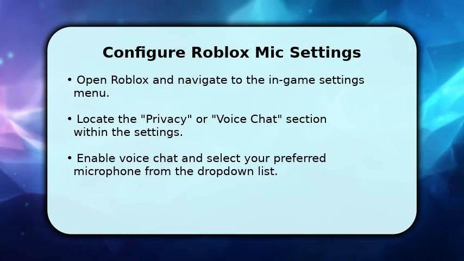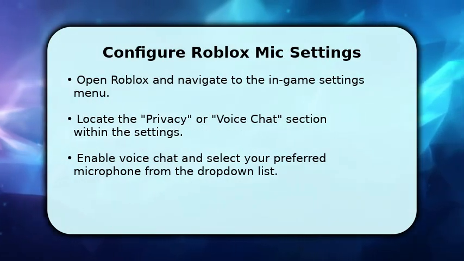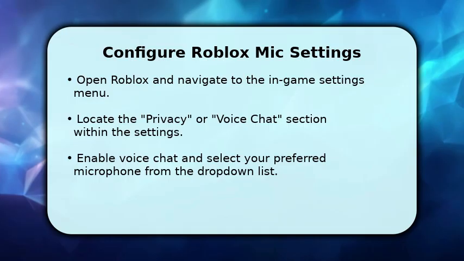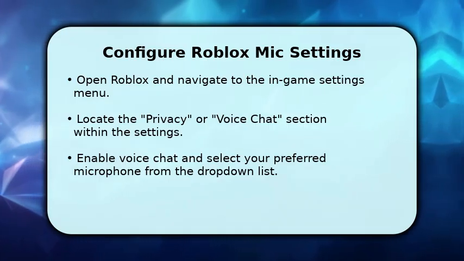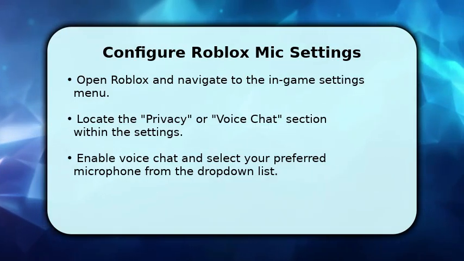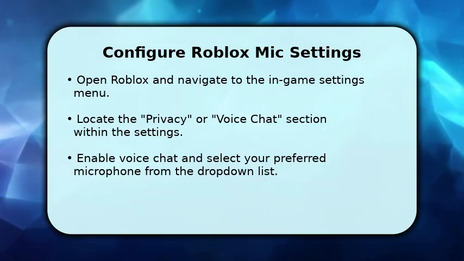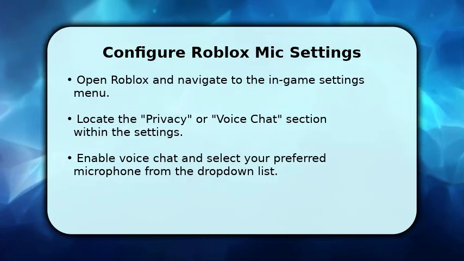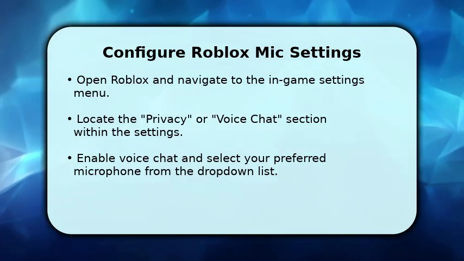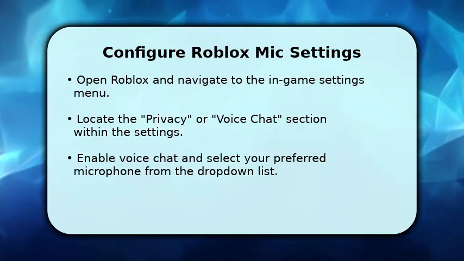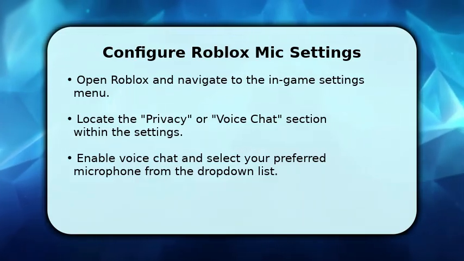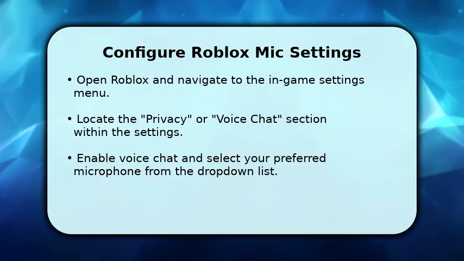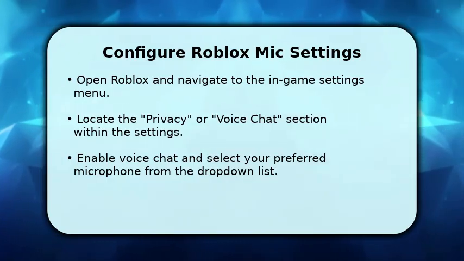Once you've confirmed your system settings, launch Roblox and access the in-game settings menu. Look for the privacy or voice chat section, which is usually found under the main settings tab. Here, you'll need to enable the voice chat feature. Then, carefully select your specific microphone from the available drop-down list to ensure Roblox is listening to the correct input device. Save your changes before exiting.